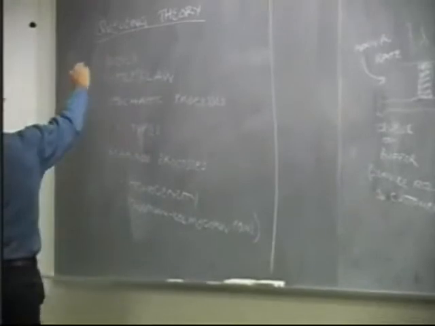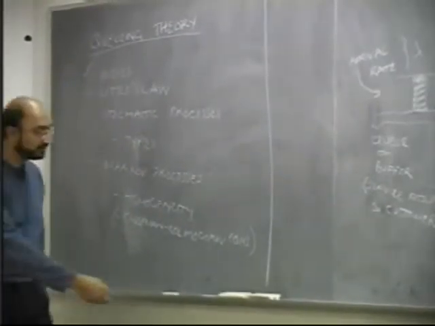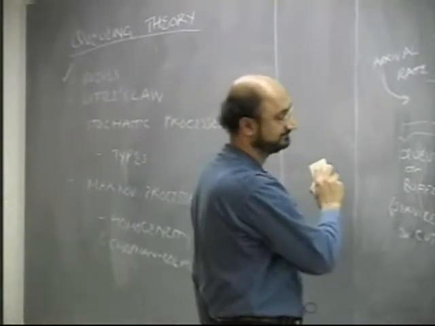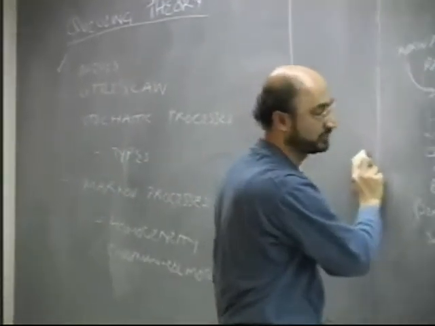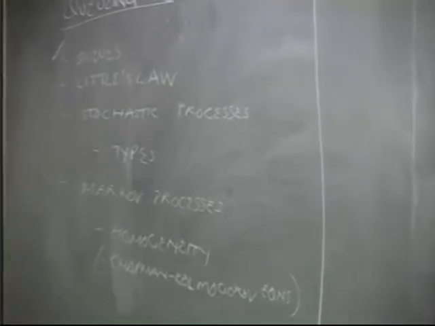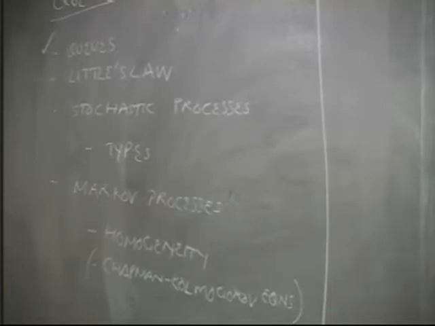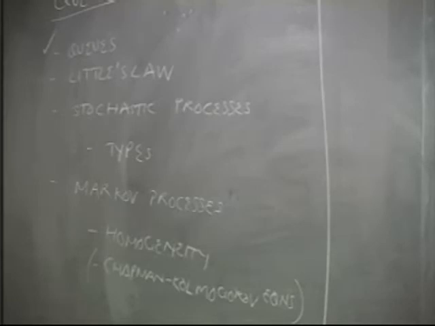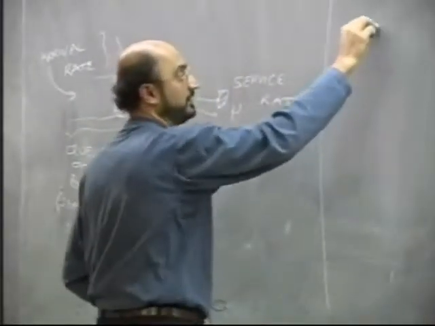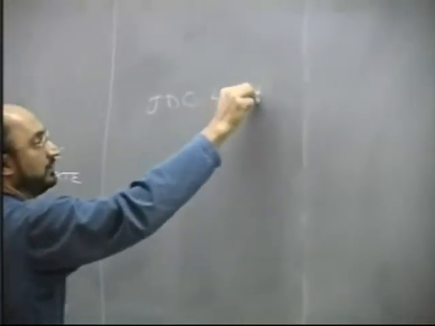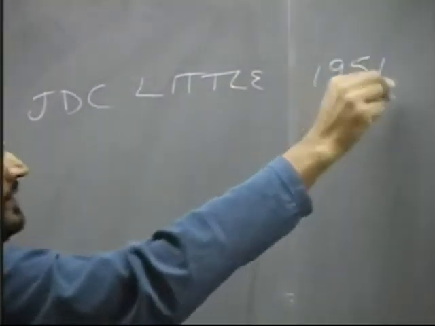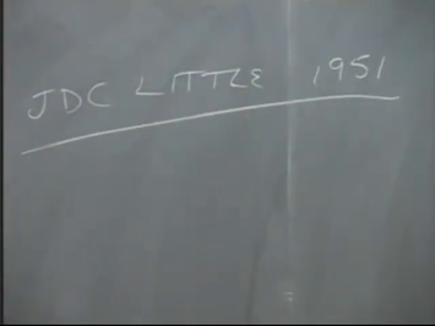Okay, so let's start. So that's queues and kind of a high-level view of queuing. Let's start with Little's law. So Little's law was this law stated back in 1951 by J.D.C. Little, and it's a law that's so simple you don't need any maths to write it. You can just write it like this.